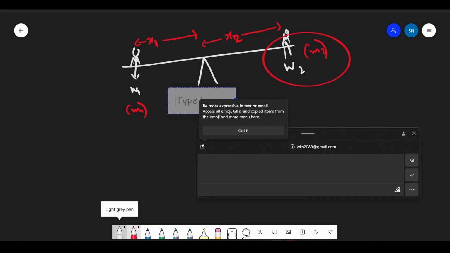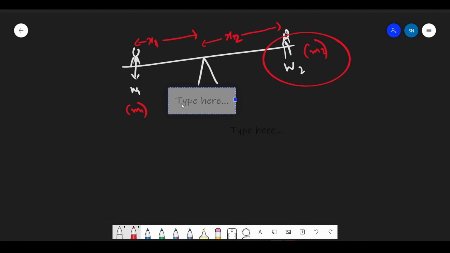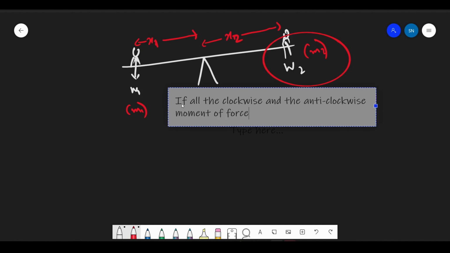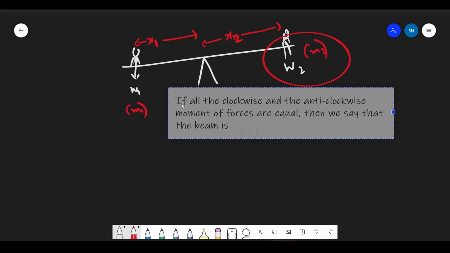Should I write this sentence? If all the clockwise and the anti-clockwise moments of force are equal, then we say that the beam is balanced. Will there be any rotation? No rotation will occur. Is this clear, guys? 100%?